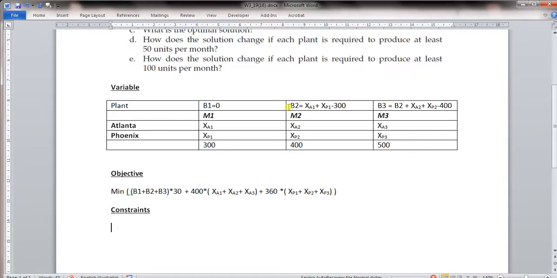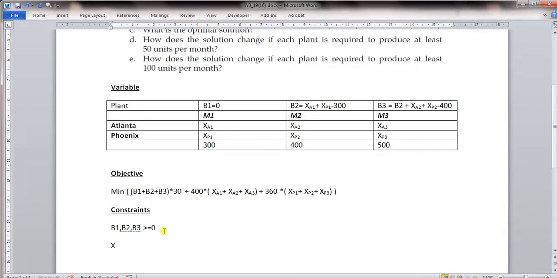What should be our constraints? This B1, B2 and B3, B1, comma B2, comma B3 should be minimal, right? So this amount should be minimal. B1, B2, B3 minimal, that is Bi should be greater than or equal to 0. It cannot be negative. What will be the other constraints?